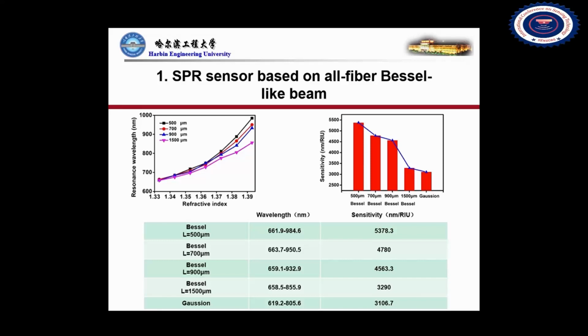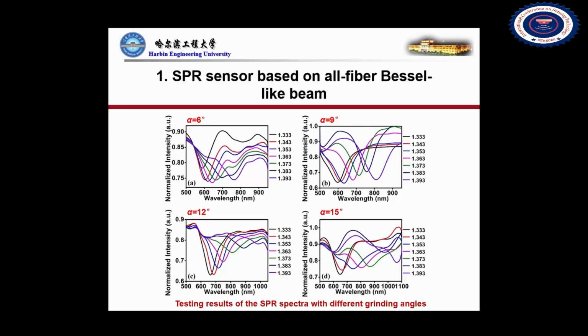When the length of multimode fiber is 500 micron, it can reach 5378.3 nanometer per refractive index unit. Compared with the same type of fiber optic SPR sensor based on Gaussian beam, the sensitivity has been significantly improved.